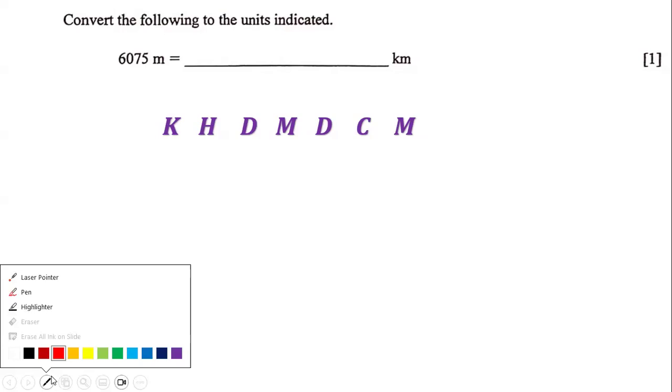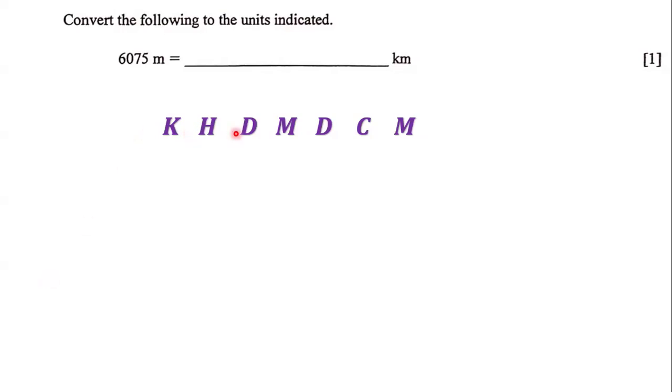So the first thing we have is this acronym, "King Henry Died Monday..." The M here is for meters, and we got to go to kilometers. So my question is, if I move from meters to kilometers, how many times would I move over?